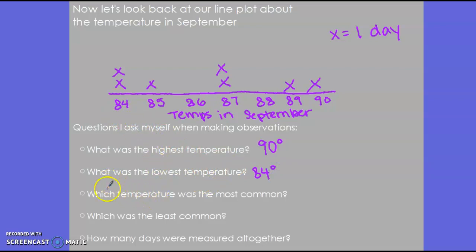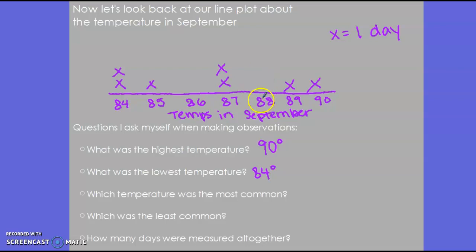The next question says, which temperature was the most common? Most common meaning it happened the most. There were the most days that temperature occurred, right? That temperature occurred more days than any other temperature. So it says which temperature, so I know my answer should be a number, but it's saying which one happened the most. Well, remember, each of these x's represents a day. So when we look at 86, 86 never even happened. So I definitely wouldn't say that the temperature of 86 happened the most.